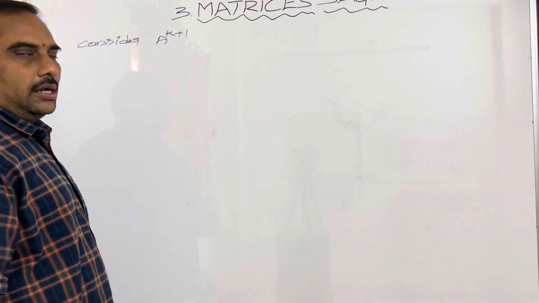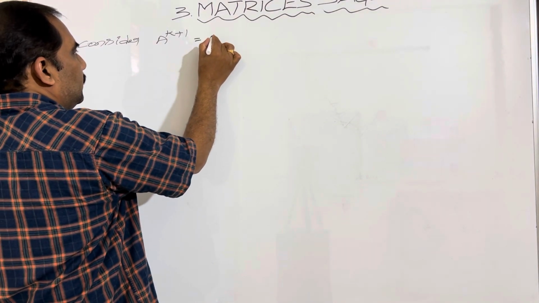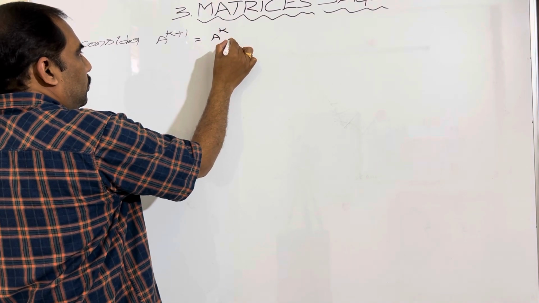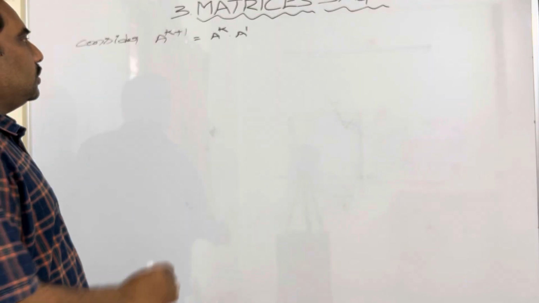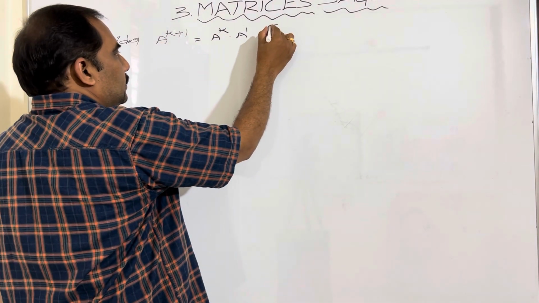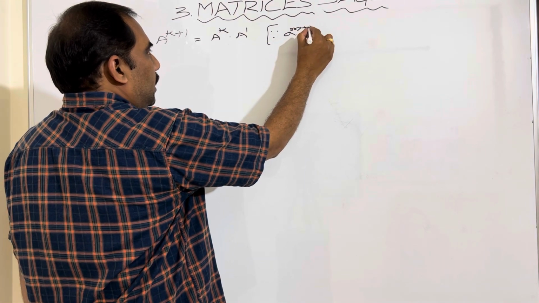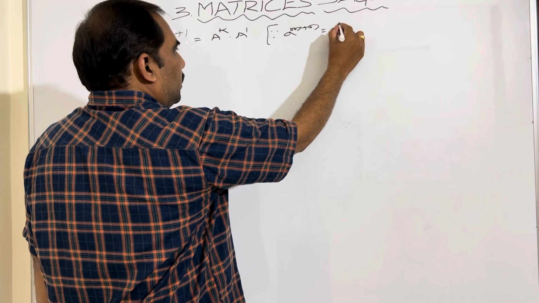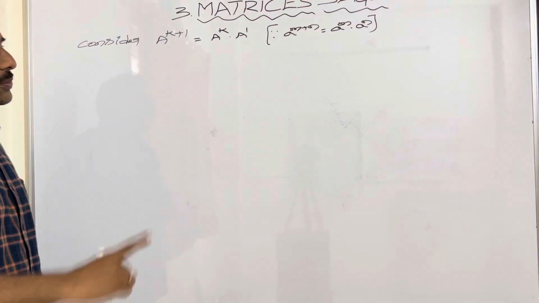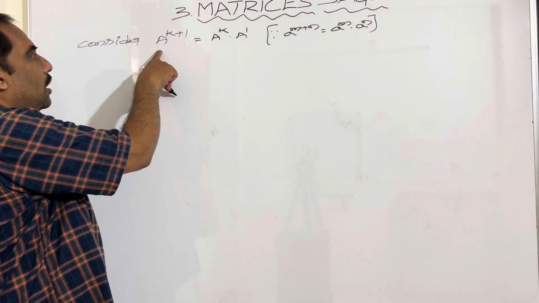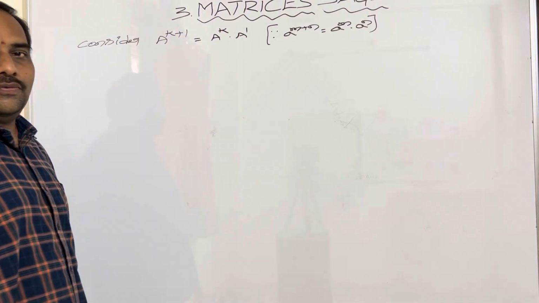Now you consider A to the power of k plus 1. See, A to the power of k plus 1 we can write as A to the power of k into A to the power of 1. Like we have the property A to the power of m plus n can be written as A to the power of m into A to the power of n. As per that property, A to the power of k plus 1 is equal to A to the power of k into A to the power of 1.